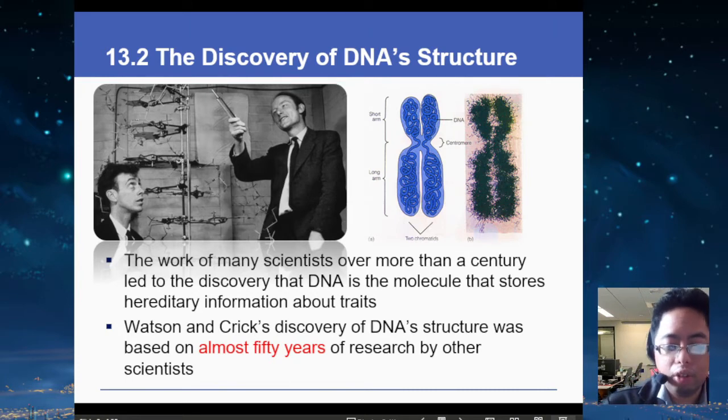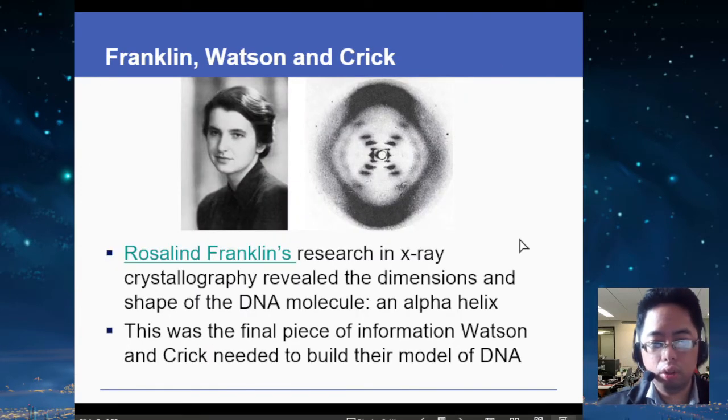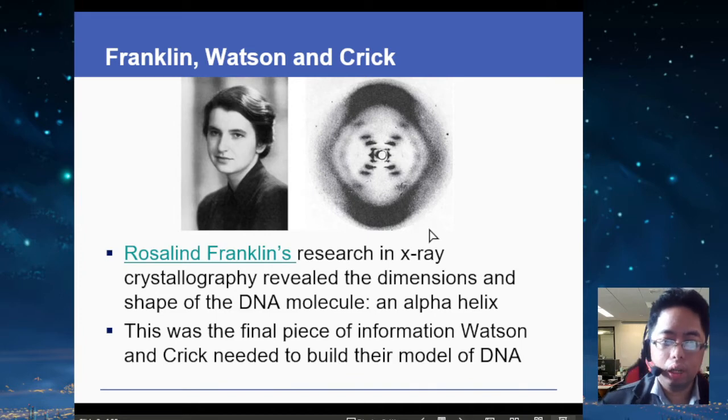So Watson and Crick's discovery of the DNA structure was based on almost 50 years of research by other scientists. So here is Rosalind Franklin. Rosalind Franklin was the first person who found this X shape. Okay, so what is the X shape? This X shape is what you call the shadow of the DNA.